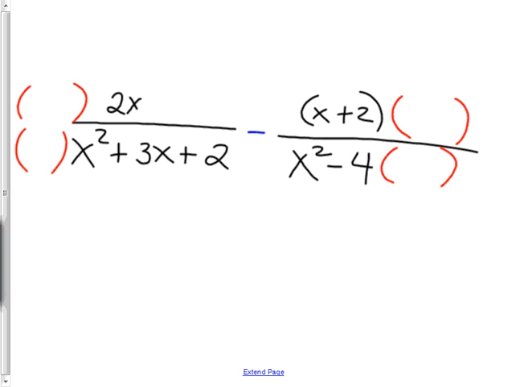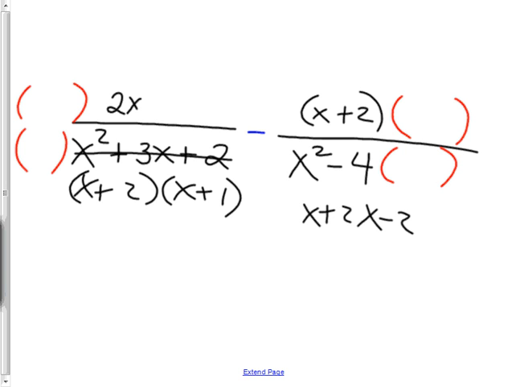Okay, here we go. I would start by factoring this part right here, and you should have got (x plus 2)(x plus 1). Raise your hand if you got that part right. One little victory at a time. Okay, next. You guys turn around, please. All right, next. This is (x plus 2)(x minus 2). How many of you factored that part right?